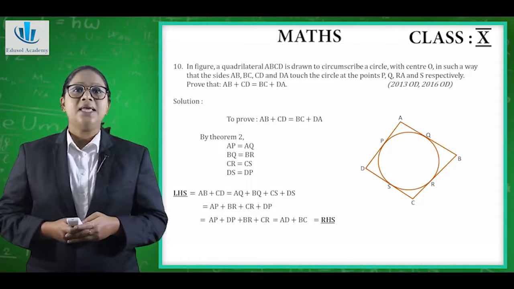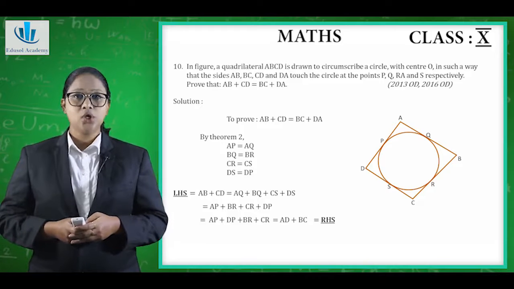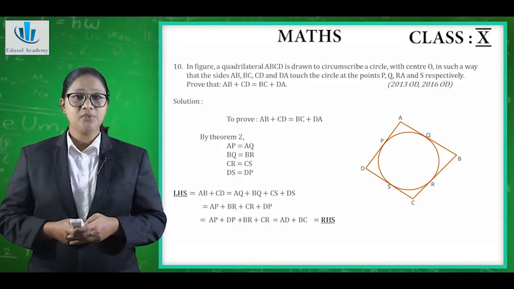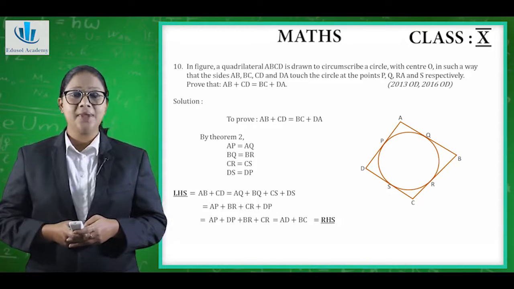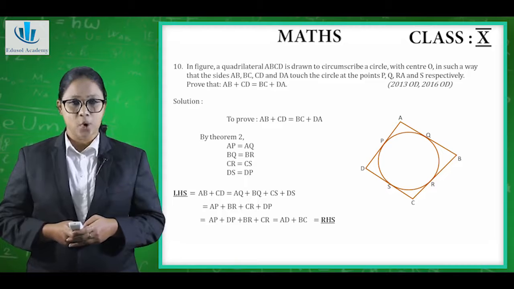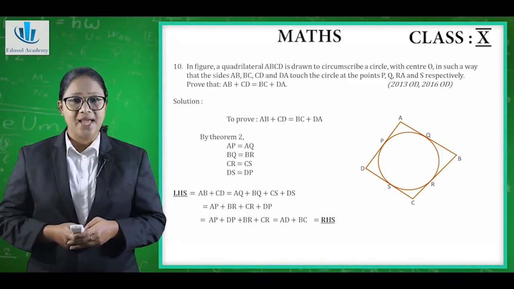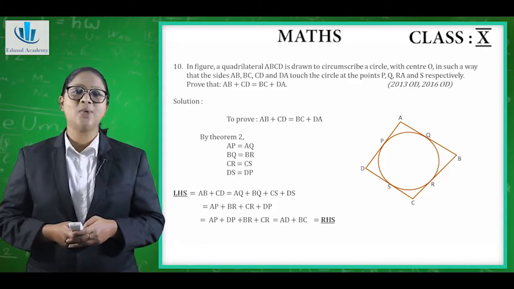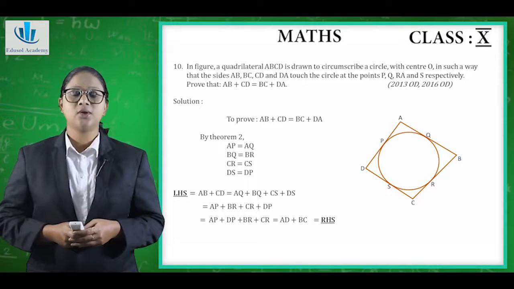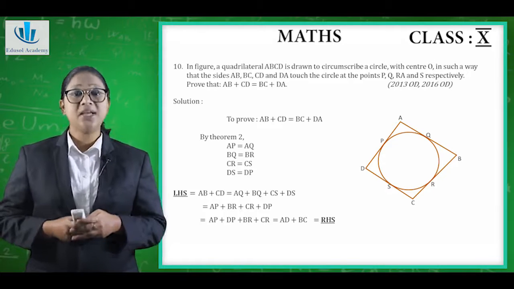Next question. In the figure, a quadrilateral ABCD is drawn to circumscribe a circle with center O in such a way that the sides AB, BC, CD and DA touch the circle at points P, Q, R and S respectively. Prove that AB plus CD is equal to BC plus DA. This is yet another important question, a very frequently asked question. So here the figure has been given.